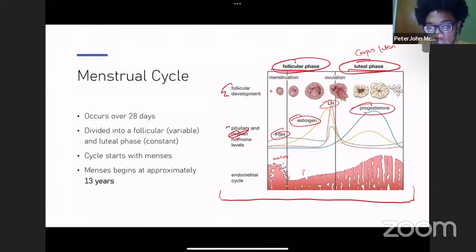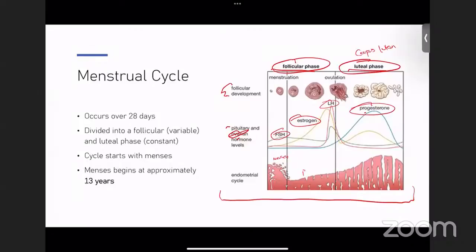You guys need to know the various phases of the building up of the uterine wall. Proliferative, secretory, stuff like that. Let me know. Do you guys know? Can you hear me?